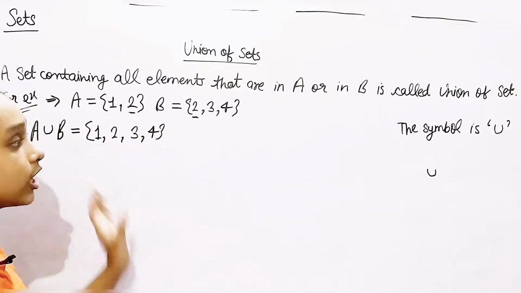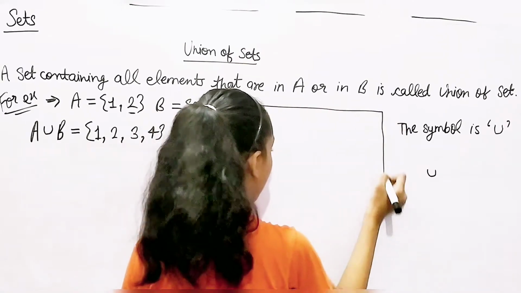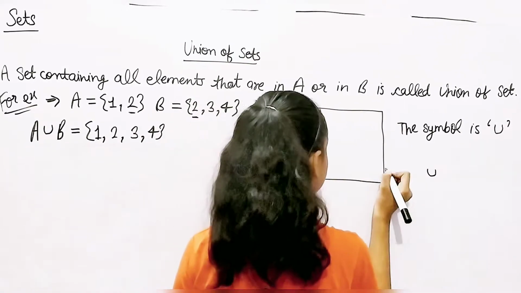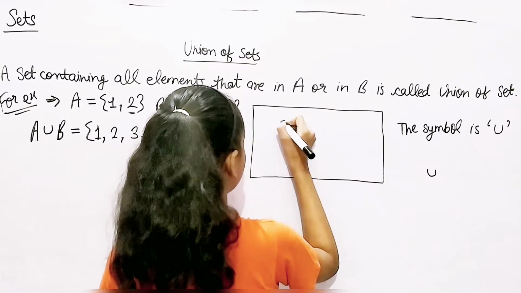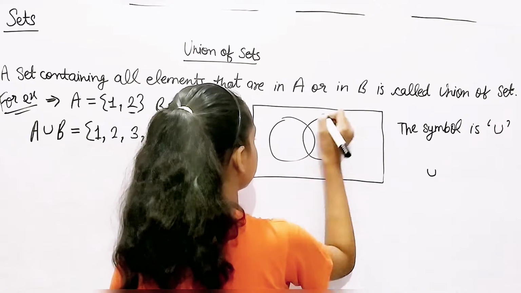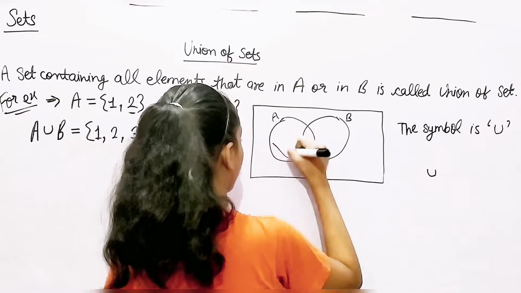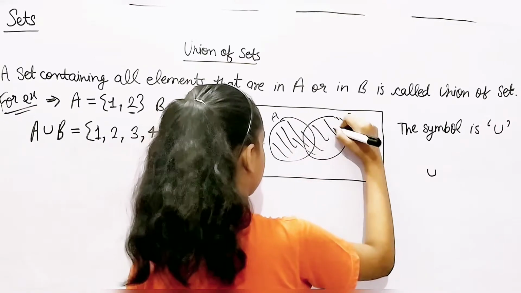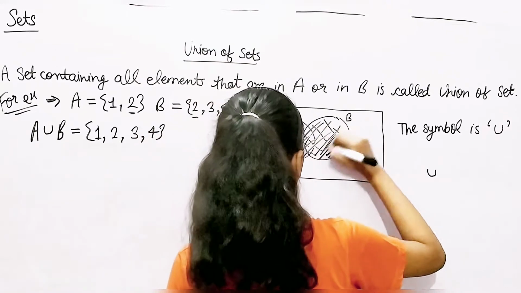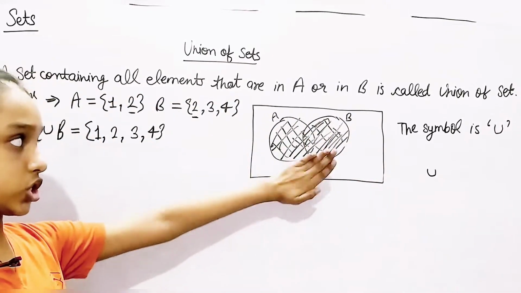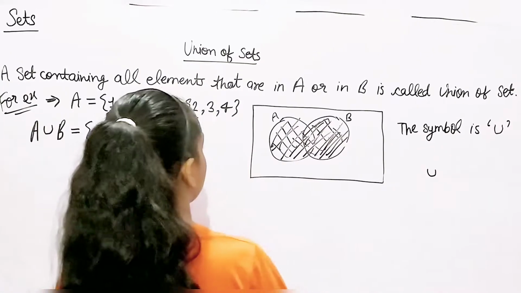That's what we have. In a Venn diagram, we're going to have it this way. We have set A and set B. This is set A and this is set B, and the universal set is all of it. This is the shaded part, and all that portion is actually A union B.